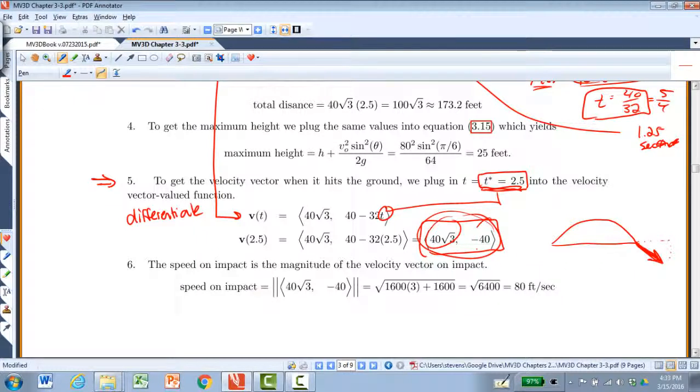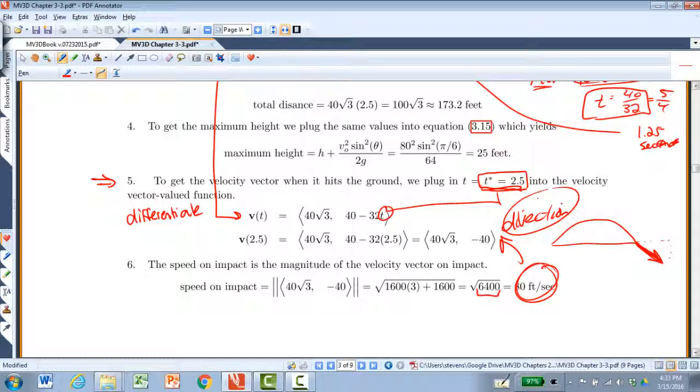So I take this square, add them together. I get 6,400. You've got to do that in your calculator. Take the square root, you get 80 feet per second. So it hits the ground going 80 feet per second in this direction. So we get two things out of that: the direction it's heading and how fast it's going.